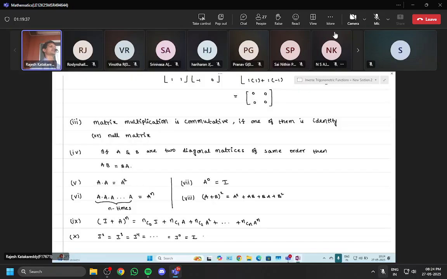Next, we need to see trace and its properties, transpose and its properties. After that, we should see symmetric, skew-symmetric, Hermitian and skew-Hermitian matrices.